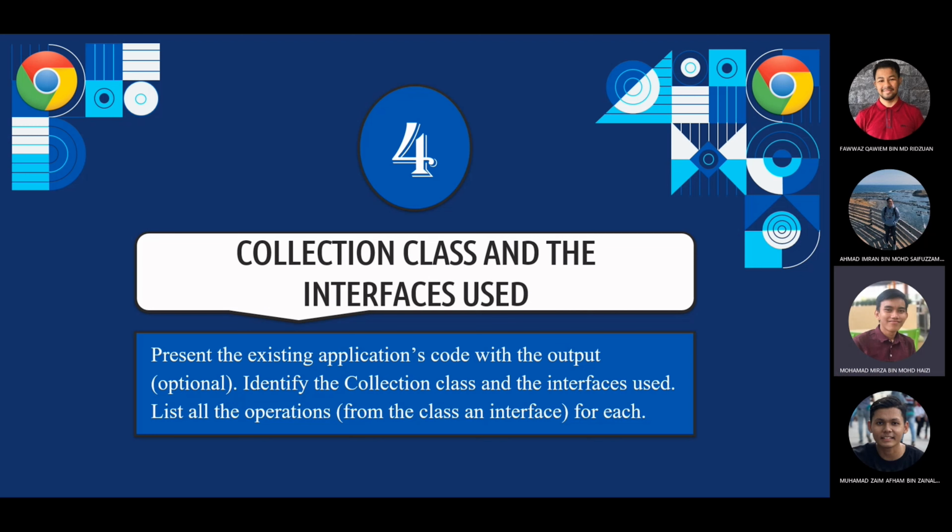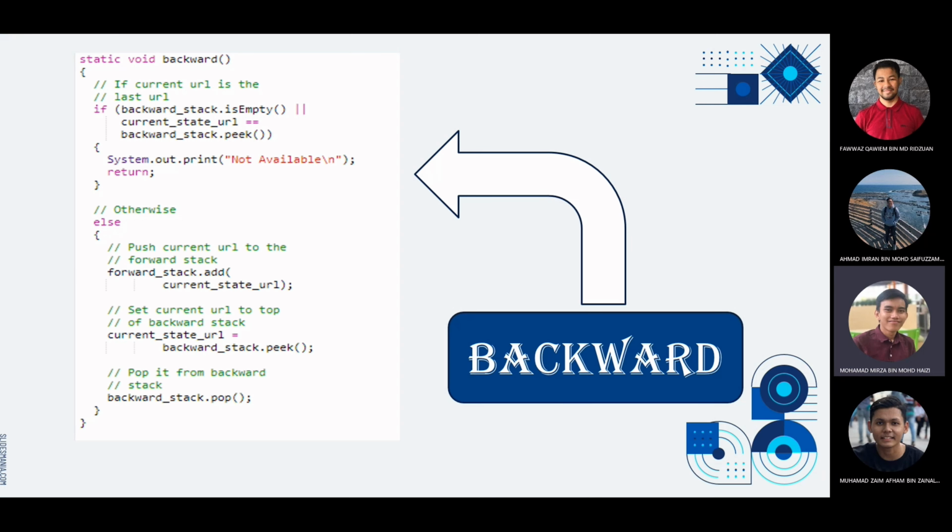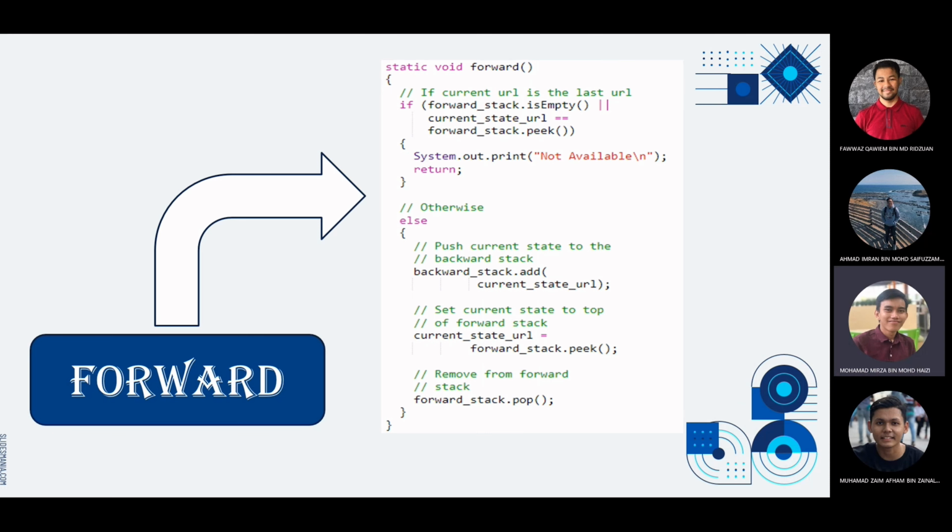Okay, for number 4, creation of class and the interface used. So this is the coding that we found on the internet. For this coding, this is the example for backward. And next, so this is the example for coding forward. Next.